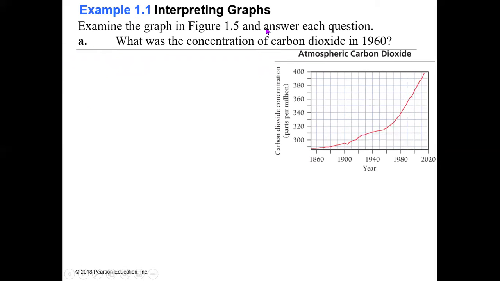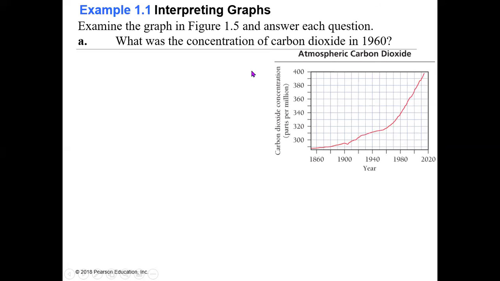Example, interpreting graphs. Examine the graph in figure 1.5 and answer each question. A. What was the concentration of carbon dioxide in 1960? So this graph, the horizontal axis is the year. The vertical axis is the carbon dioxide concentration in parts per million. It's kind of a unit, very similar to a percentage. So this is the graph.